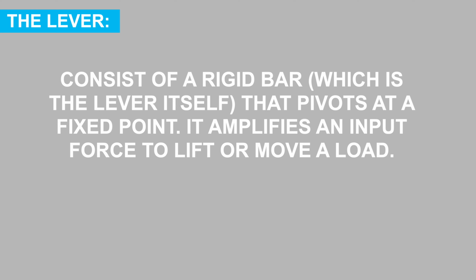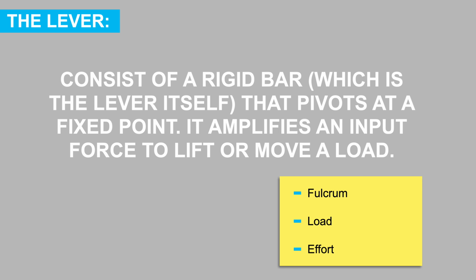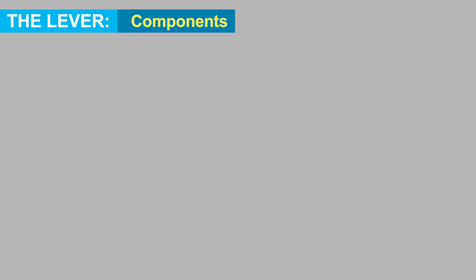It consists of a rigid bar, which is the lever itself, that pivots at a fixed point. It amplifies an input force to lift or move a load. All levers have 3 main components. These components are the fulcrum, load, and effort. Let's describe each component in more detail.